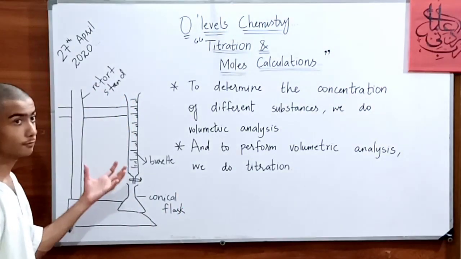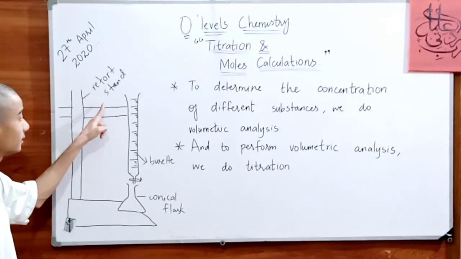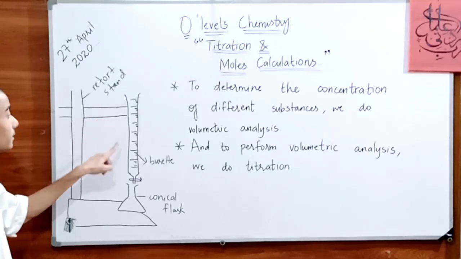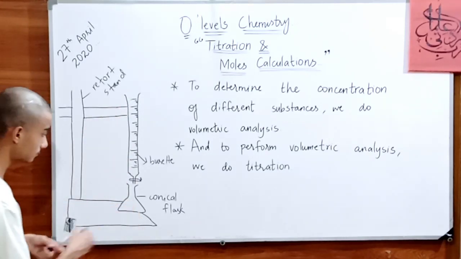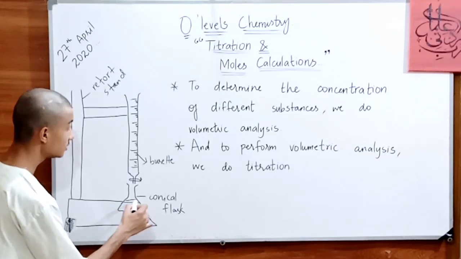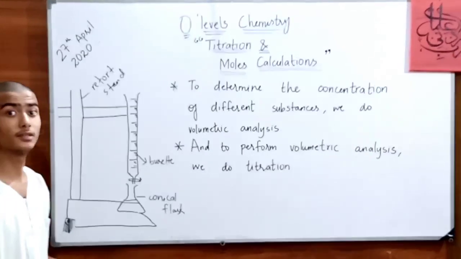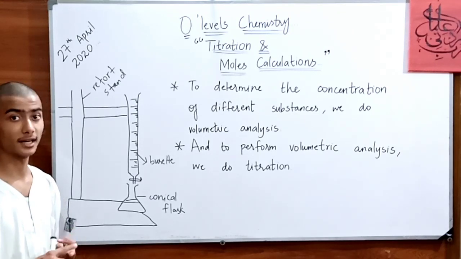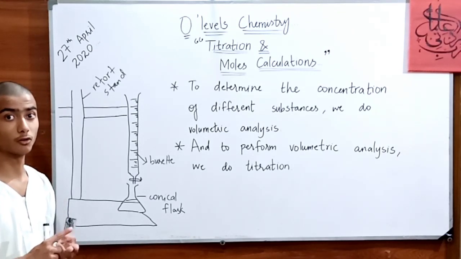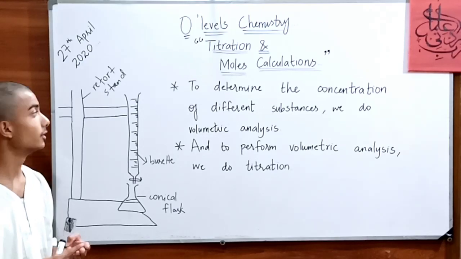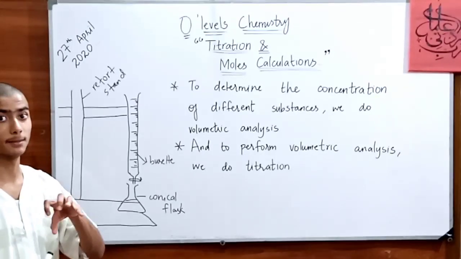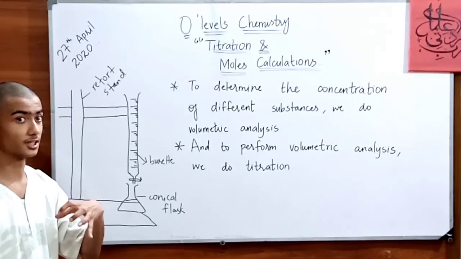Here I have a diagram of that. I have the retort stand. It has a clamp with a burette and it consists of a conical flask also. In this diagram we have different types of titrations. We have acid-base titration, we have redox titration, and we also have sodium thiosulfate titration. But today we are just going to have some examples of acid-base titration.